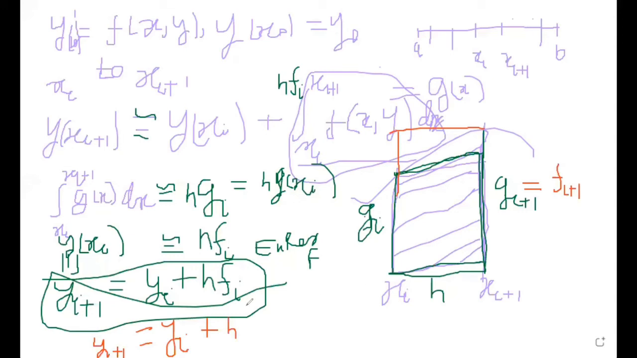So in that way we will have the Euler backward formula: yi plus 1 equals yi plus h fi plus 1. This is known as the Euler backward formula. Am I right? Also, the first is known as the explicit Euler method, and this is known as the implicit Euler method.